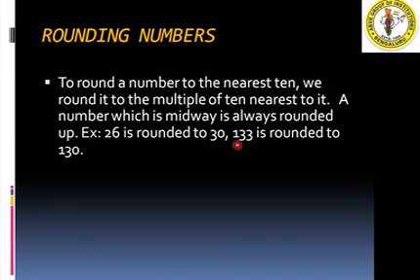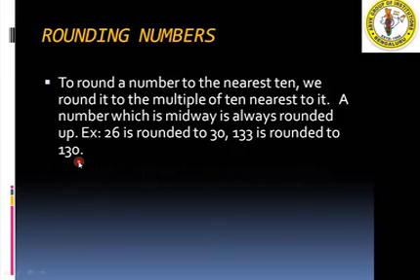Now see another example, 133 they have given. In this 133 you can see in the ones place you have 3, which is less than 5. So in this case, this 3 will not change to the next 10. So this will be as it is. Now this number will become 130. 133 is rounded to 130.